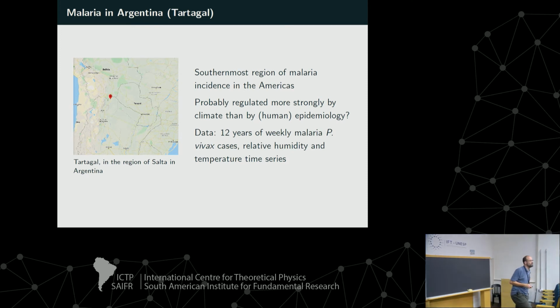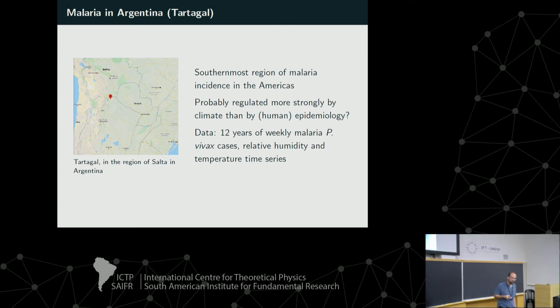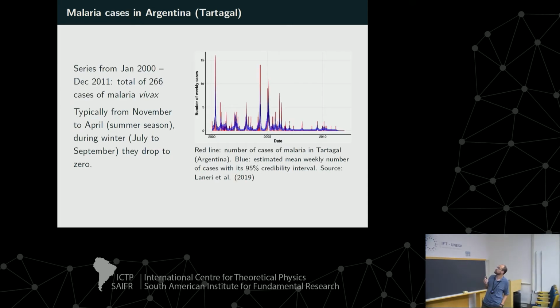Why is this interesting? Of course, there's always the point that this is the data we had to work with at the beginning. But there's also an interesting possibility here: this is the southernmost region that has malaria in the Americas. This is actually Plasmodium vivax malaria, and there are very few cases. I'm showing here that in 12 years there are only 266 cases.